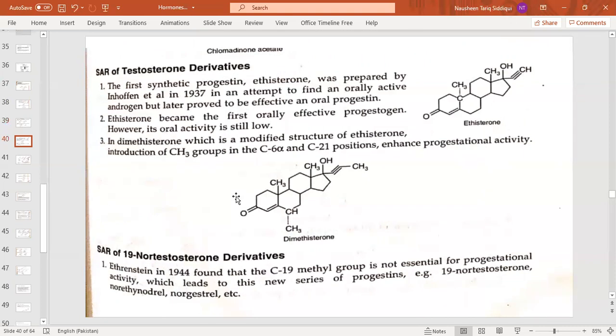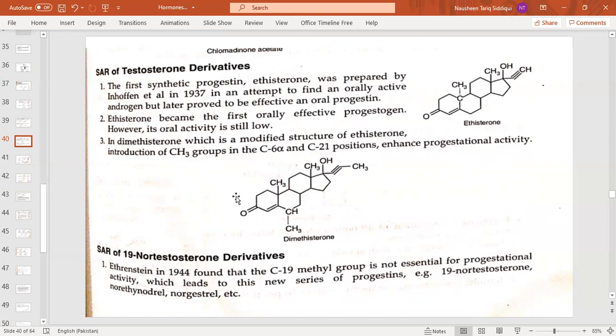The first synthetic progestin, ethisterone, was prepared in Hoechst in 1937 in an attempt to find an orally active androgen, but later proved to be an effective oral progestin. They were making something else. Ethisterone became the first orally effective progestin. However, its oral activity is still low. And this is the structure.